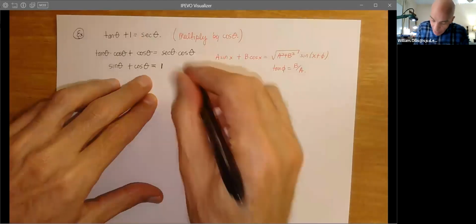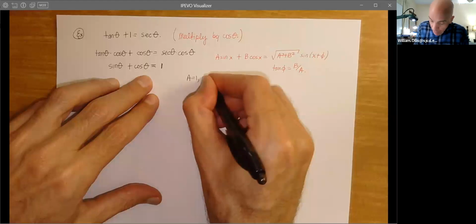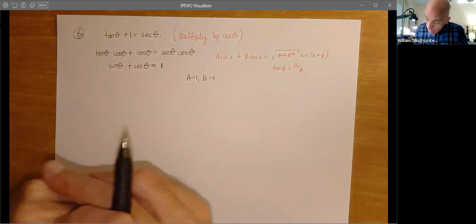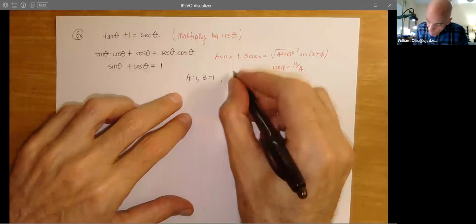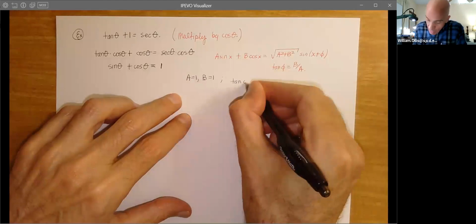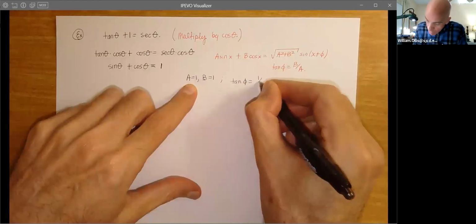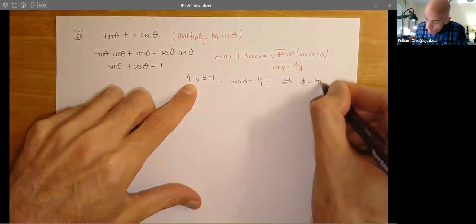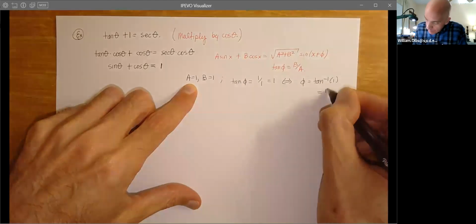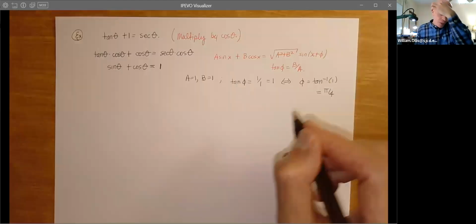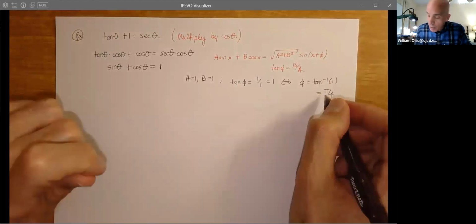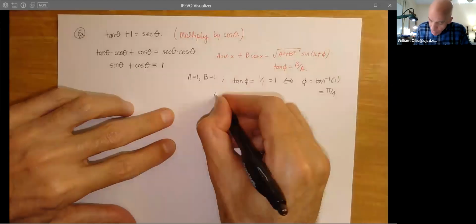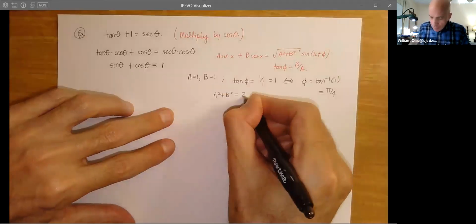So here we have a equals 1, b equals 1, and then that'll give us tangent phi. Nice numbers. So tangent phi is 1 over 1, which is 1, if and only if phi is our friend inverse tangent of 1, which is pi over 4. That comes up a lot in calculus. So when you're doing your integrals in calculus and you get this, you'll be happy that you took trig. And then, of course, a squared plus b squared is just 2.